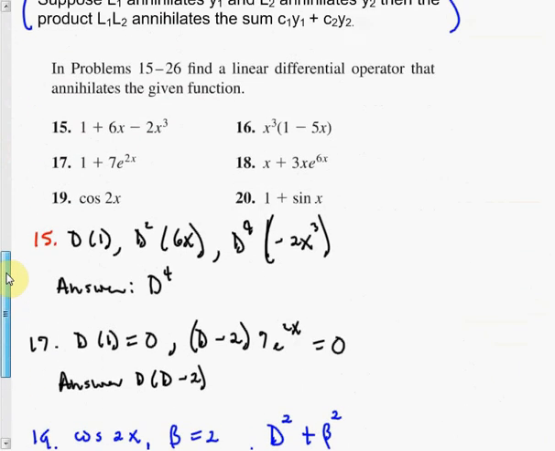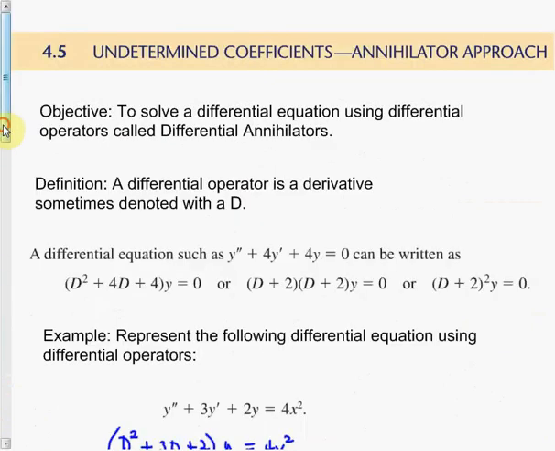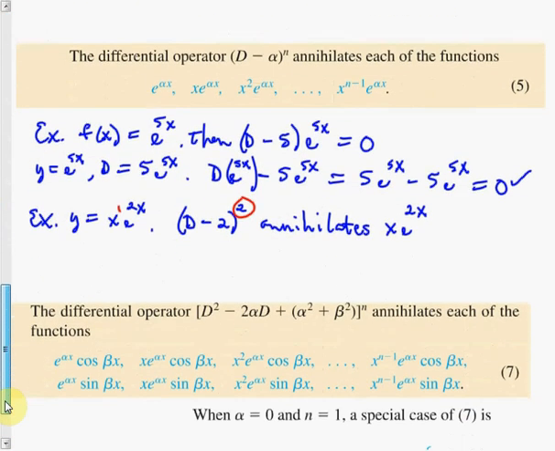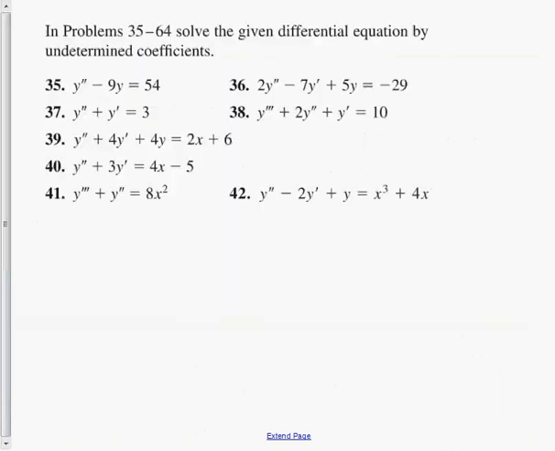You see that guy? Let's see, where's the term? I think it was here. If it's just cosine beta x, or if it's just sine beta x, all you need is d squared plus beta squared. And that gets rid of the cosine or the sine, especially if they're by themselves, right?